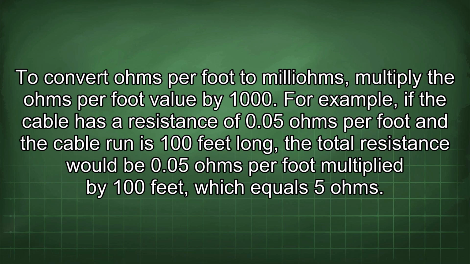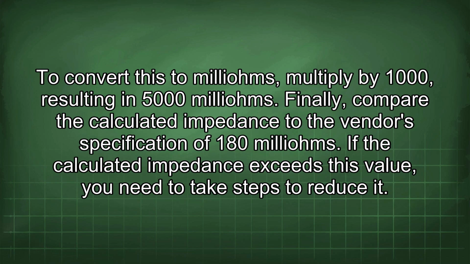For example, if the cable has a resistance of 0.5 ohms per foot and the cable run is 100 feet long, the total resistance would be 0.5 ohms per foot multiplied by 100 feet, which equals 5 ohms. To convert this to milliohms, multiply by 1000, resulting in 5000 milliohms. Finally, compare the calculated impedance to the vendor's specification of 118 milliohms.